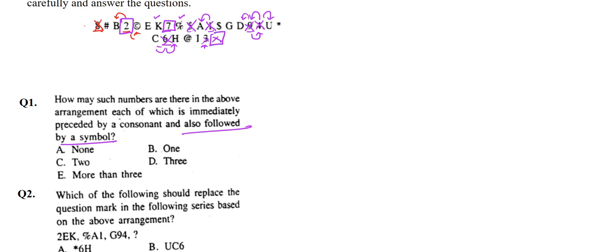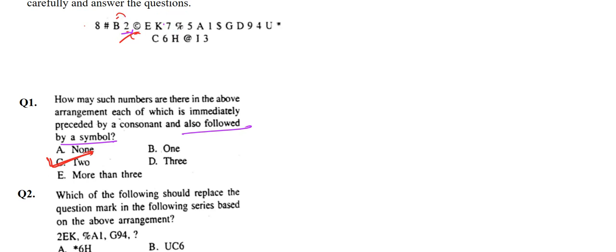So you can see we are left with only the numbers 2 and 7. The criteria is satisfied only by 2 and 7. So the answer is we have 2 such numbers. So the answer is 2, which is option C. So option C becomes the correct answer to this question.